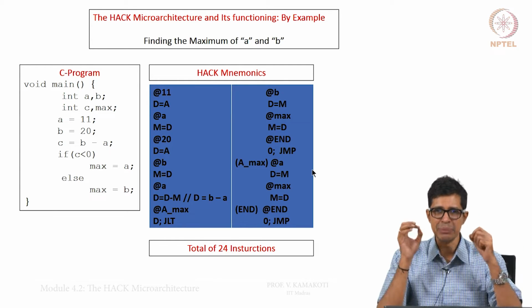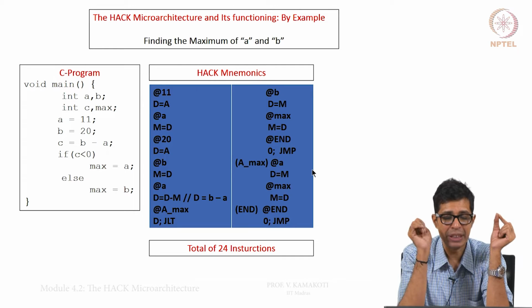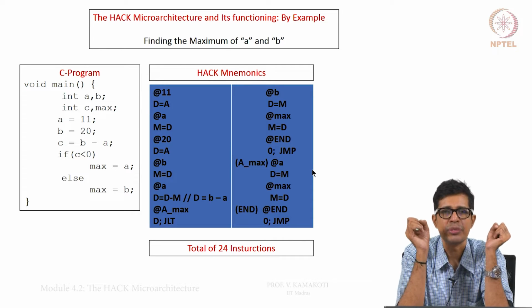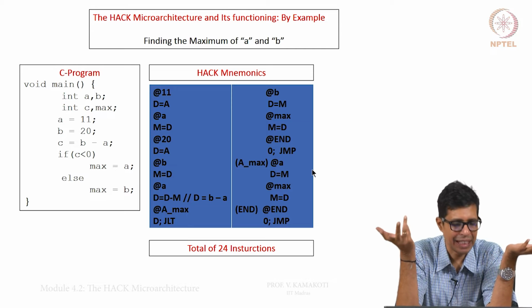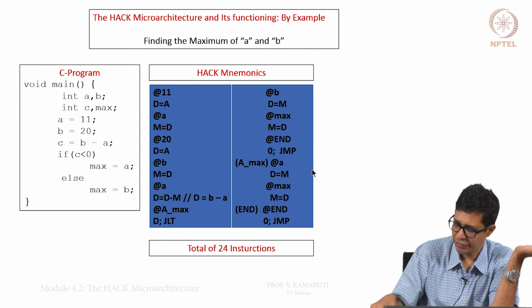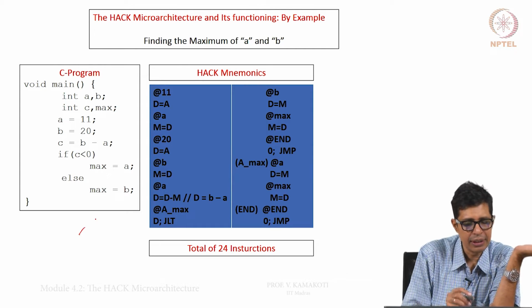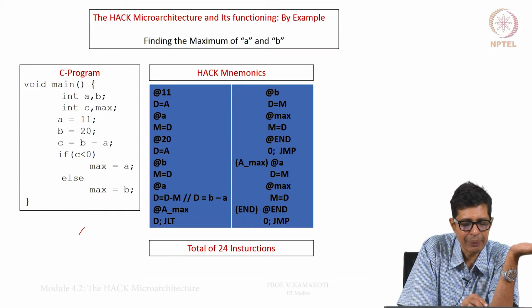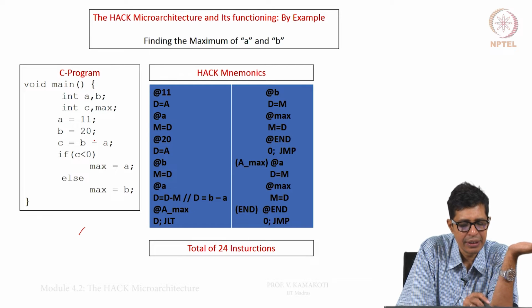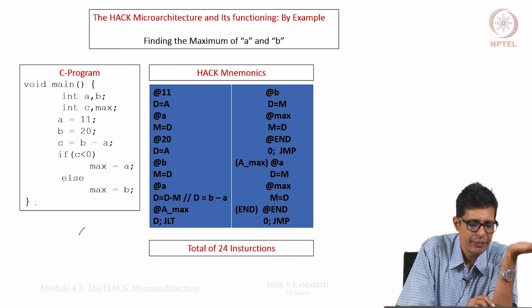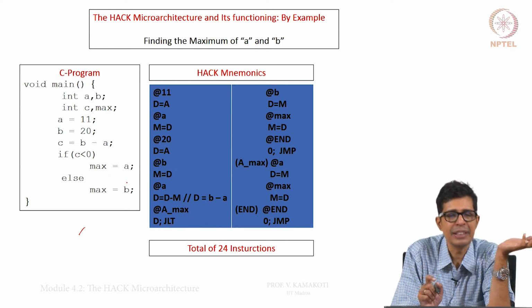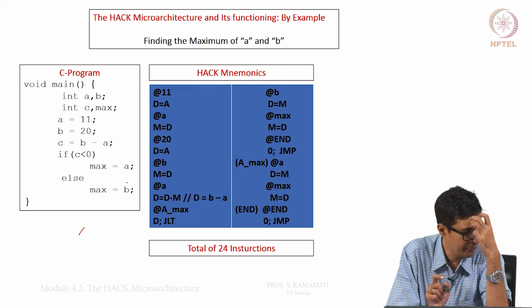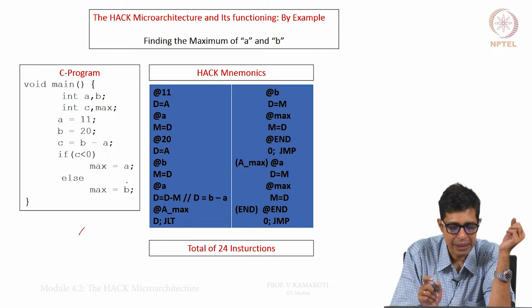Now, the simplest example I am going to take to explain the entire hack microarchitecture is one which will find the maximum of 2 numbers A and B. Look at the C program on the side. There is the word main, int A, B, C, max. I make A equal to 11, I make B equal to 20, I make C equal to B minus A. If C is less than 0, then max is A, else max is B. So, this is a very simple program which will find the maximum of A and B.